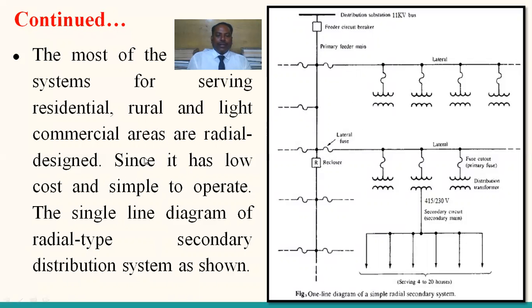So all are radial type, since it has a low cost and is simple to operate. The single line diagram of radial type secondary distribution system.